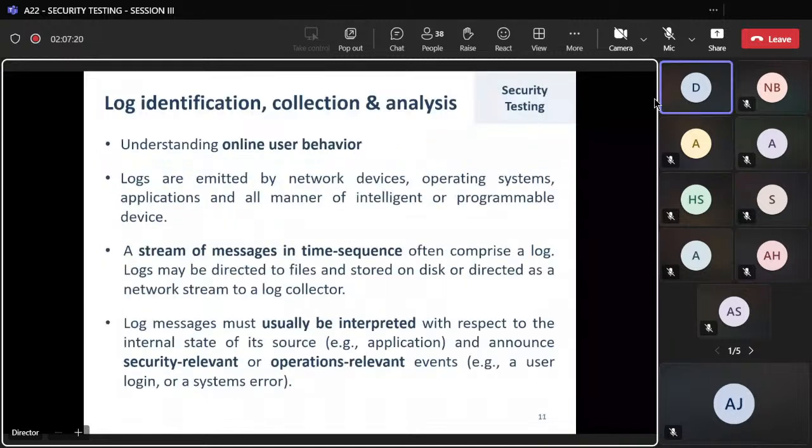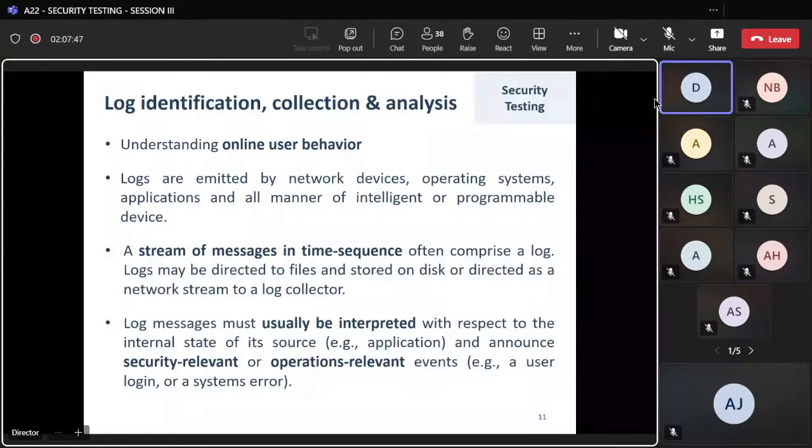And also this will help you to understand the online user behavior. So probably the user could have triggered to run a few applications, or tried to connect to a different resource, or tried to upload certain information like that. You will be able to identify the online user behavior when we go through all the logs.